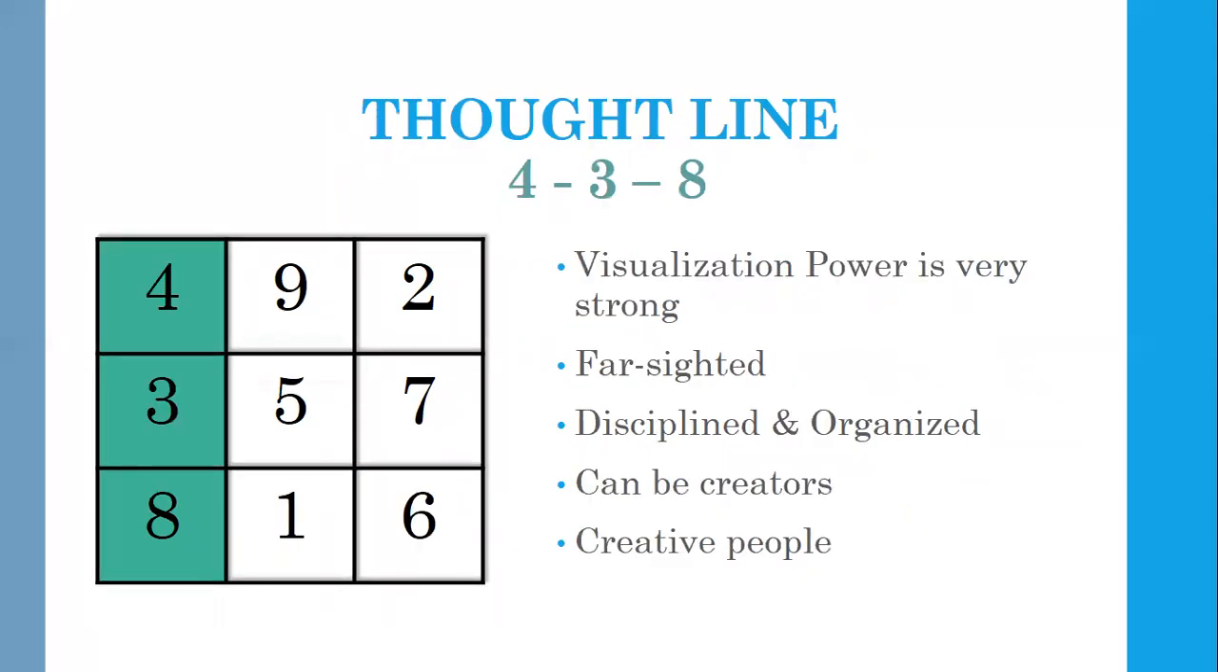Then the thought line, 438. This shows the thought process of your mind. Visualization power is very strong. Very disciplined kind of persons. Can be creators, so creativity or creative fields are very good for these people. They are very disciplined. 438.